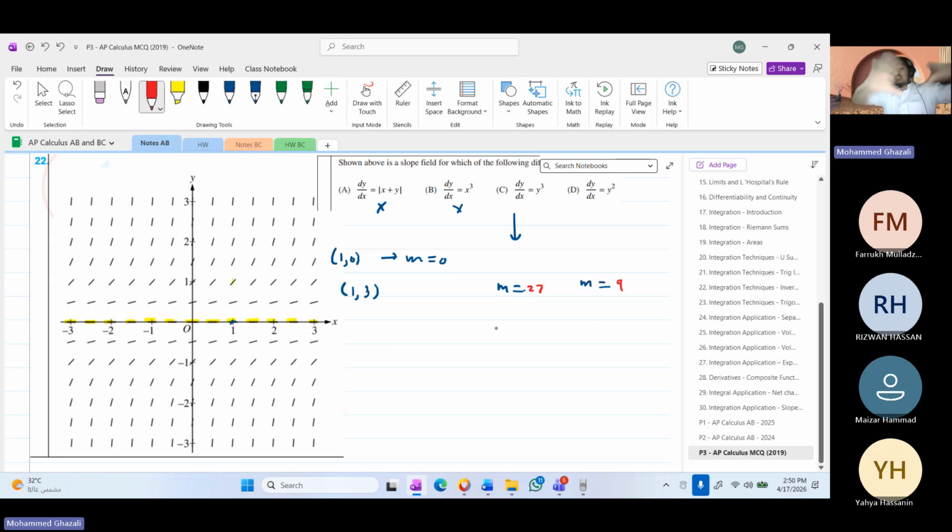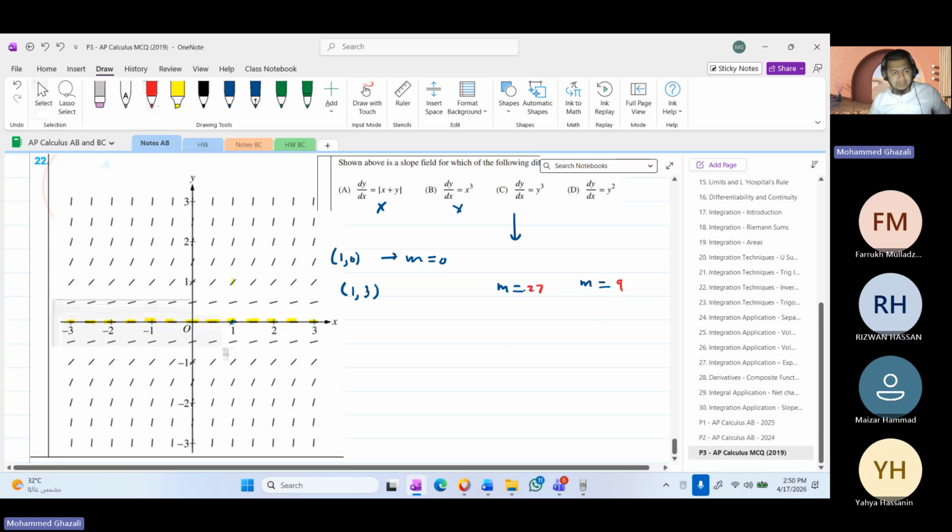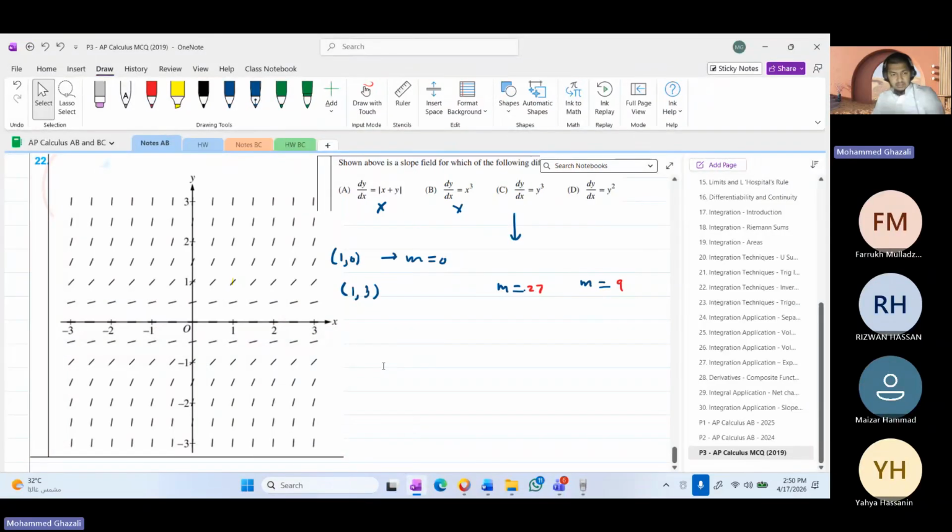I want you to look at the slope fields here. Are there any negative slopes here? All the slopes are positive, right? They're all positive. So the answer has to be D. The answer is D because the slope is always positive. It can never be negative. Every single slope is either 0 or positive. All the slopes are positive.